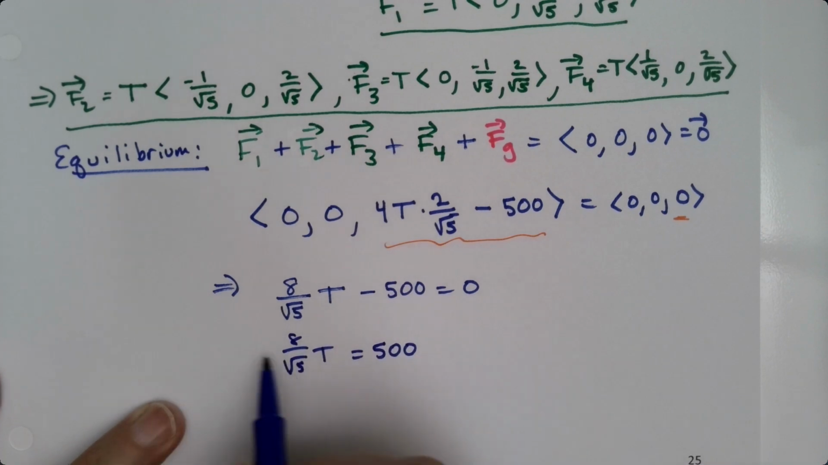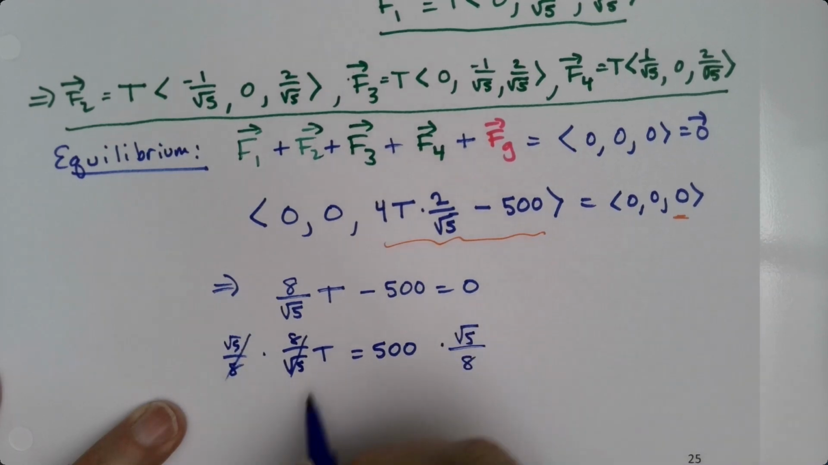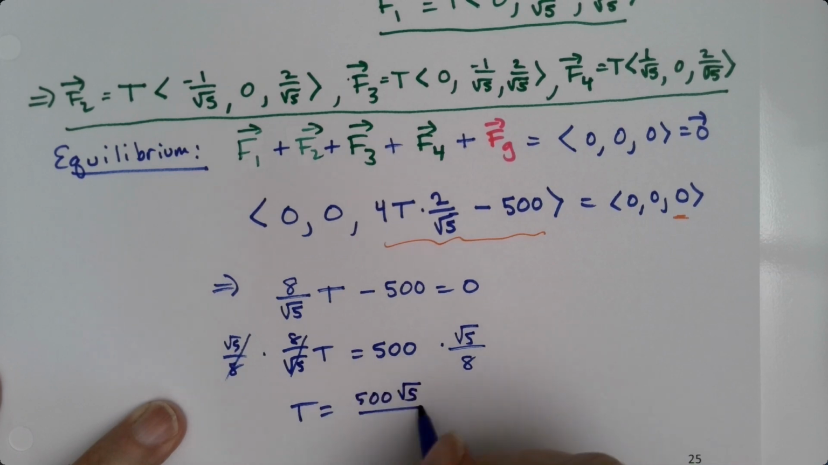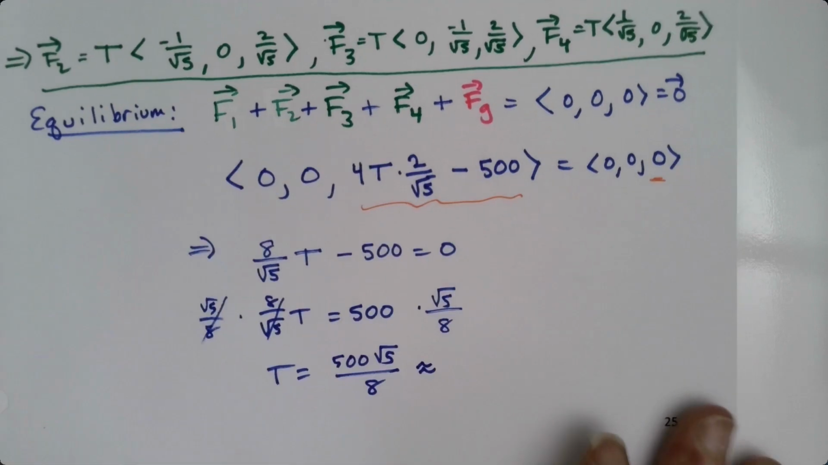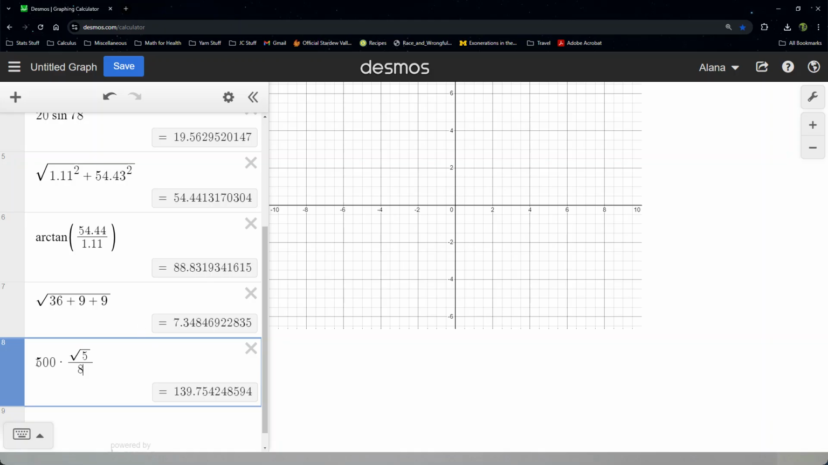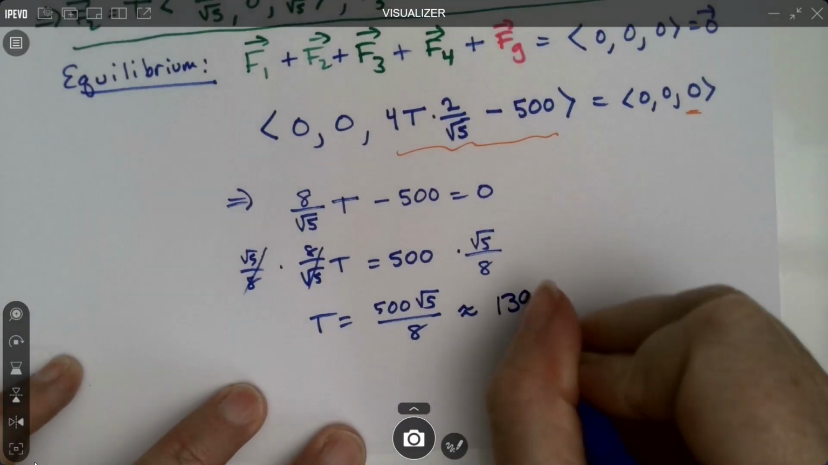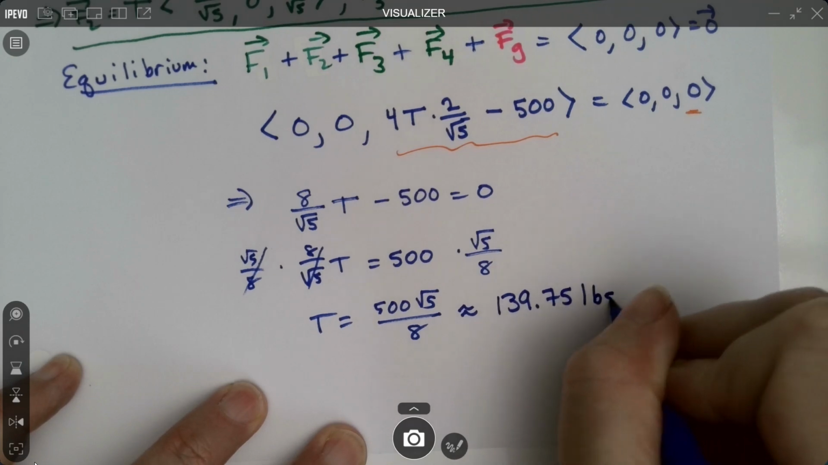And then we multiply by the reciprocal. And of course we do it to both sides to keep it fair. So t is 500 times the square root of 5 over 8, which we will find with a computer. I just typed it in. So I got 139.75. All right, so 139.75 pounds.